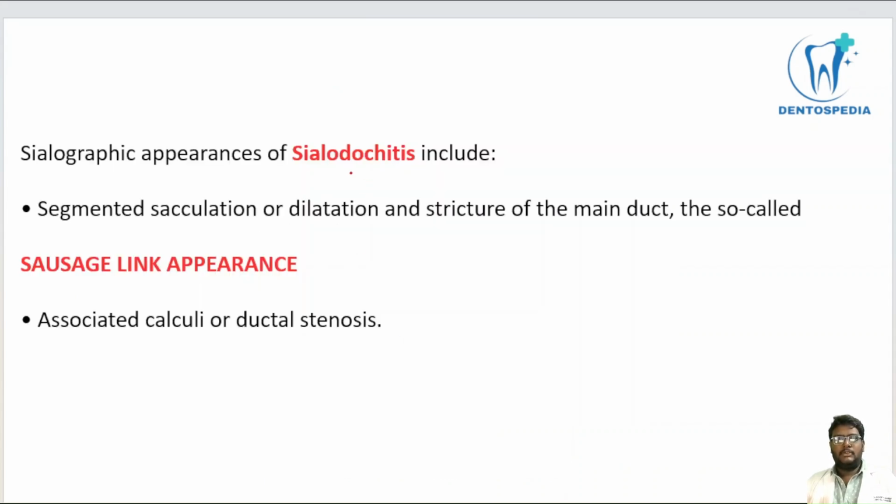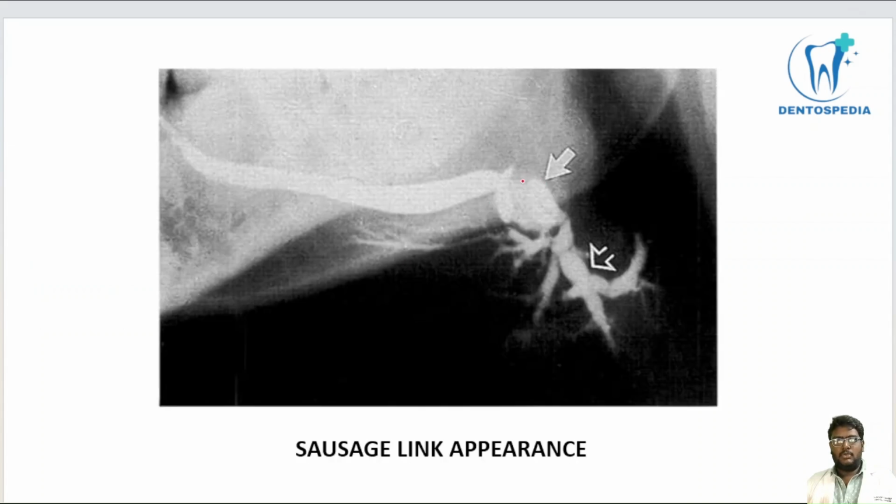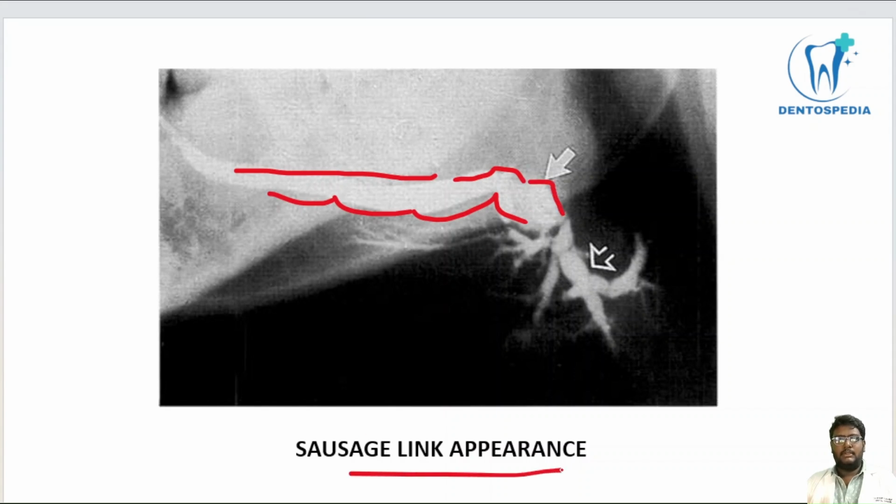Coming to the sialographic appearance of sialodochitis, it is nothing but inflammation of the glandular duct. The appearance is called sausage link appearance, and it is mainly due to segmented stricture and dilation of the main duct. Because of the presence of stone and inflammation, the ductal structure might be segmented with certain dilations and strictures, right? This is called sausage link appearance, which we will see in this condition.